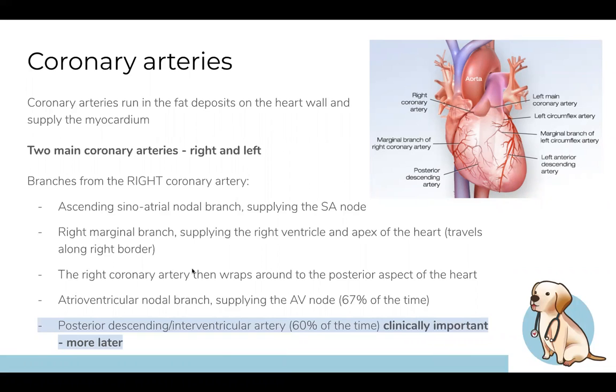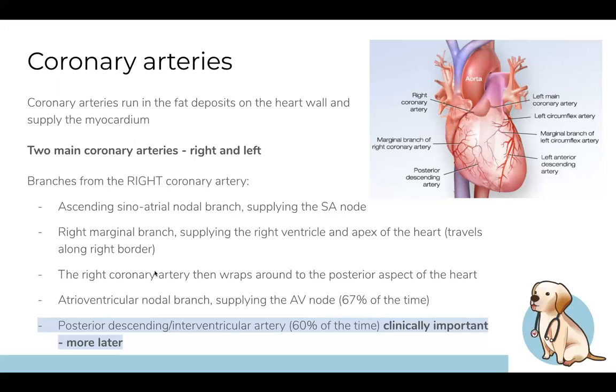The coronary arteries actually run in particular fat deposits in the heart wall, and they supply the myocardium. In real life, all of these are covered in fat, so you can't really see them. So they have some protection. And they supply the myocardium, the muscle bit. The muscle needs a lot of nutrients to continue pumping. So you have two main coronary arteries: your right coronary artery and your left coronary artery. You can see your right comes out from there and goes around, and then your left coronary artery is there, and it comes around.